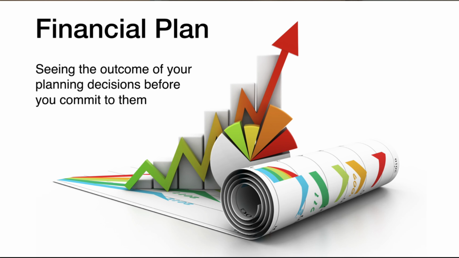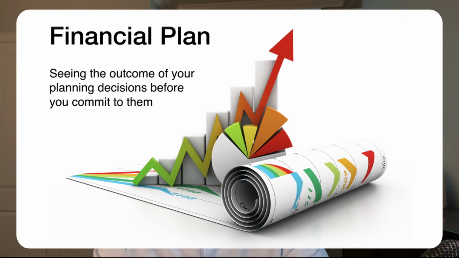You might see yourself in that because they're fairly common goals. The only difference is what do you have available to actually make that happen? So that's what we're going to dig into right now. And it all begins with a financial plan. It's seeing the outcome of your planning decisions before you commit to them.